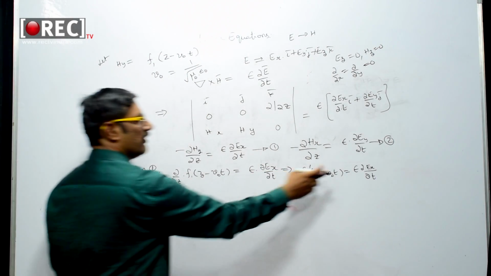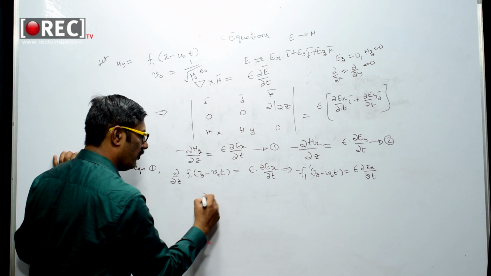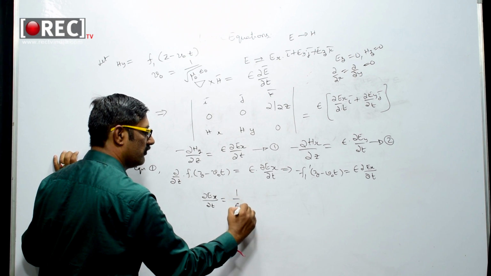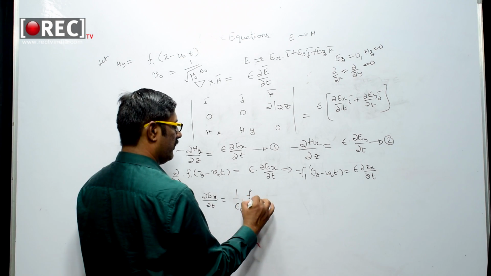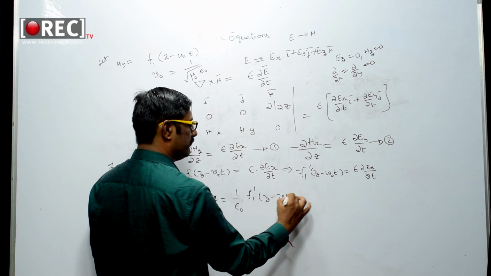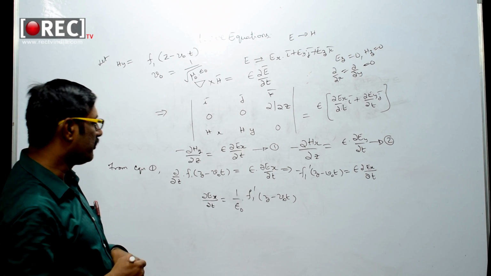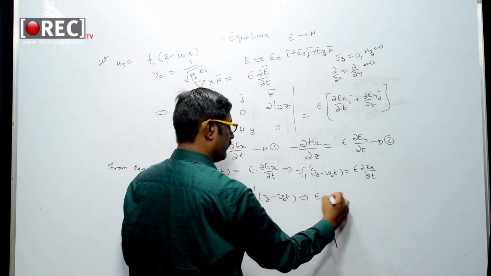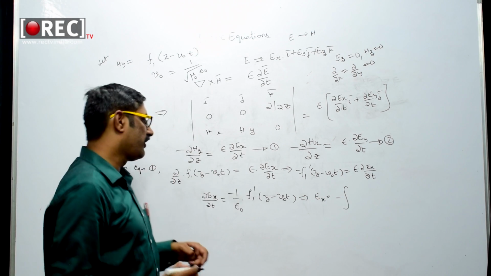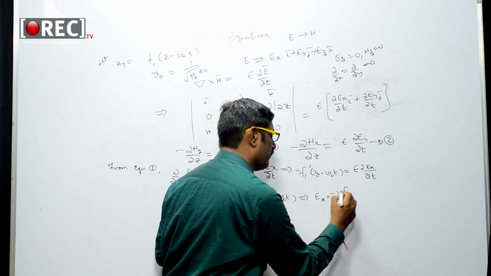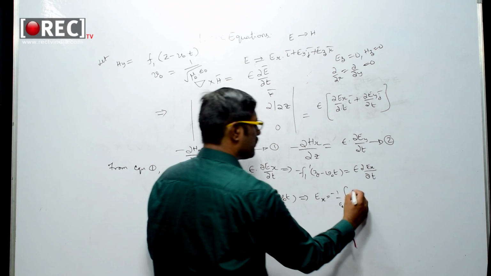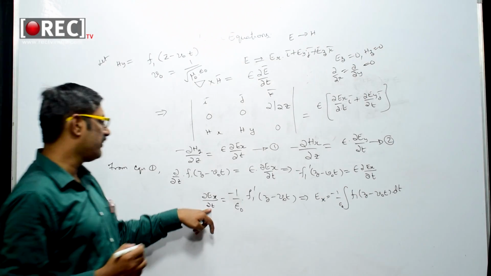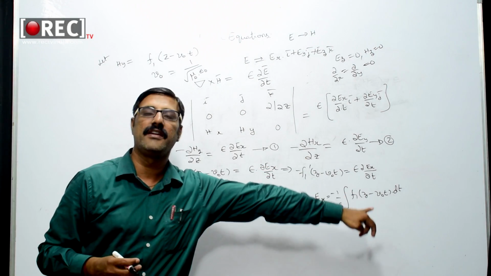Okay. Now from this equation I can write ∂Ex/∂t is equal to, with a minus sign, 1 by epsilon naught into f1 dash of z minus v naught t. And from this, Ex would be, of course with a minus sign, the integral of 1 by epsilon naught into f1 dash of z minus v naught t into dt. Why? Because this is a derivative with respect to t, so if it is transposed to the opposite side, it is going to become dt here.